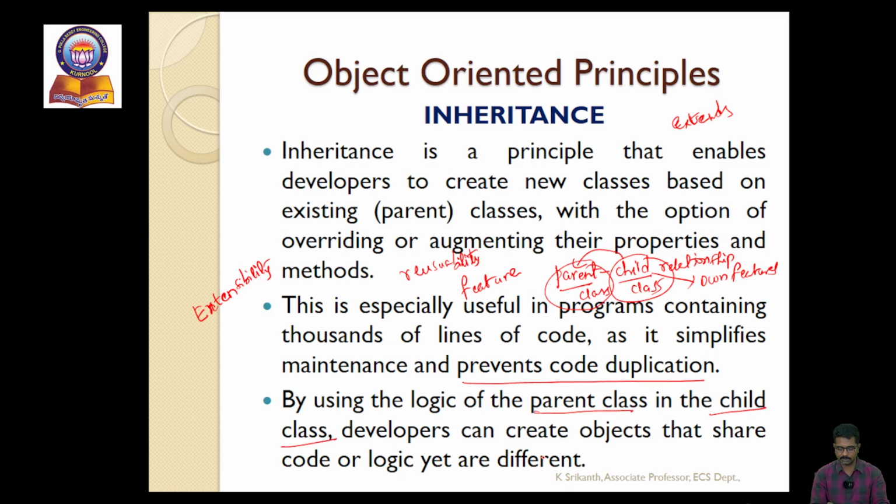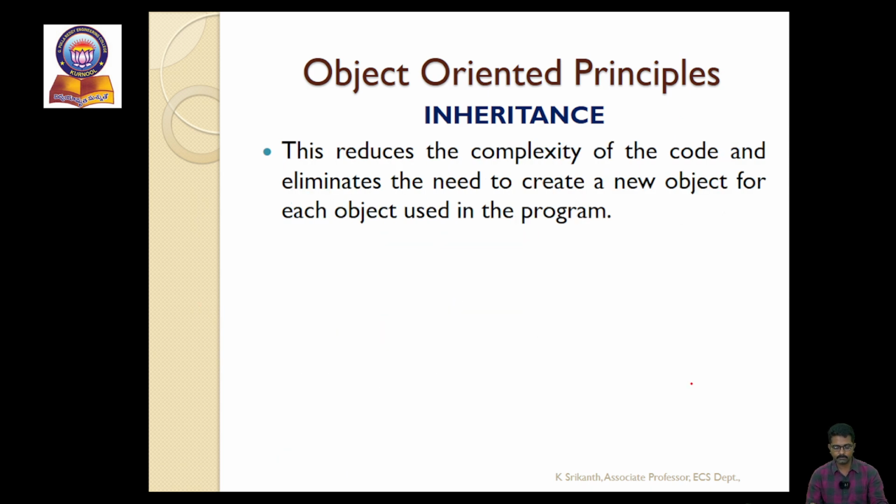So we can create the parent class and we can use the logic of the parent class in the child class. One more advantage with inheritance is that we no need to create objects for all the classes that are there in your application. If you go with inheritance, we can create an object only for the child class, and using the child class object we can access the parent class's methods or variables very easily. So using inheritance, it reduces the complexity of the code, and it eliminates the need to create a new object for each object used in the program, right? So that is what I said: it is not necessary to create objects for all the classes that are available in the application.